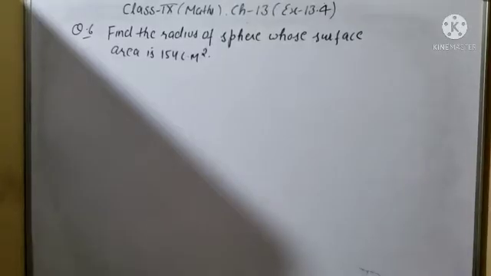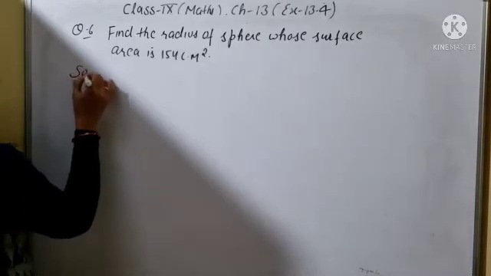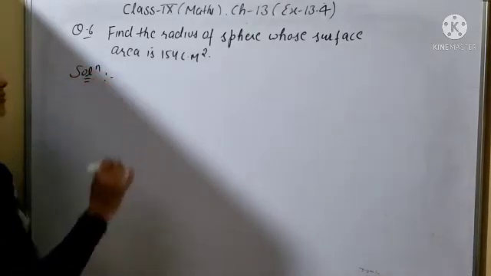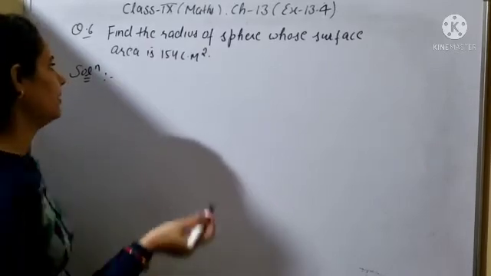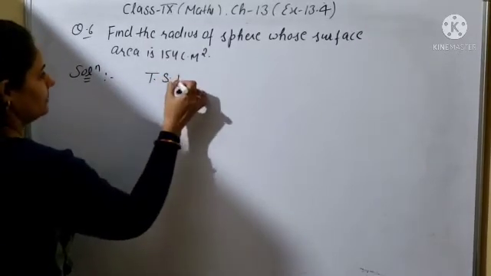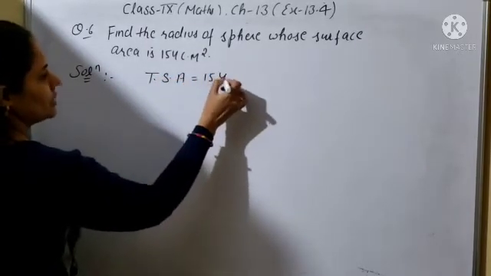Now we will start our next question, question number 6. Find the radius of the sphere whose surface area is 154 centimeter square. So this is very simple. Simply the surface area is given. So what will you do? It is given the total surface area. So total surface area is equal to 154 centimeter square.